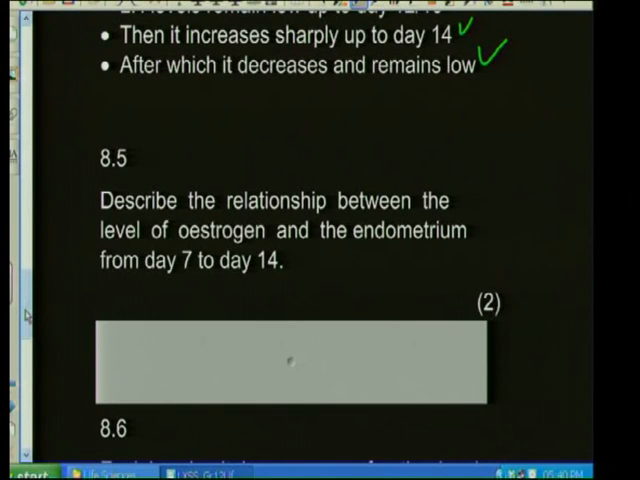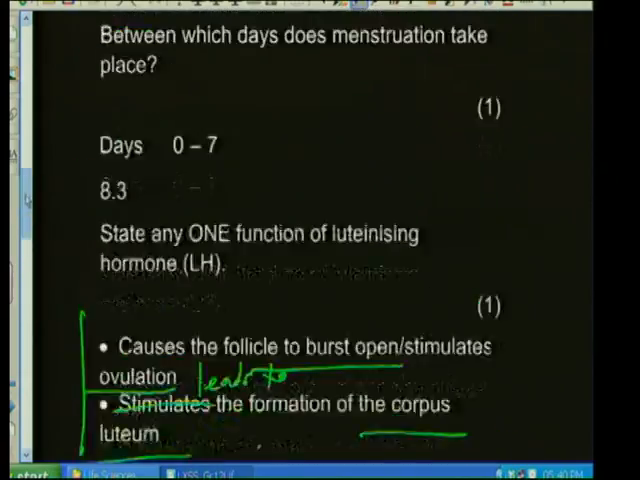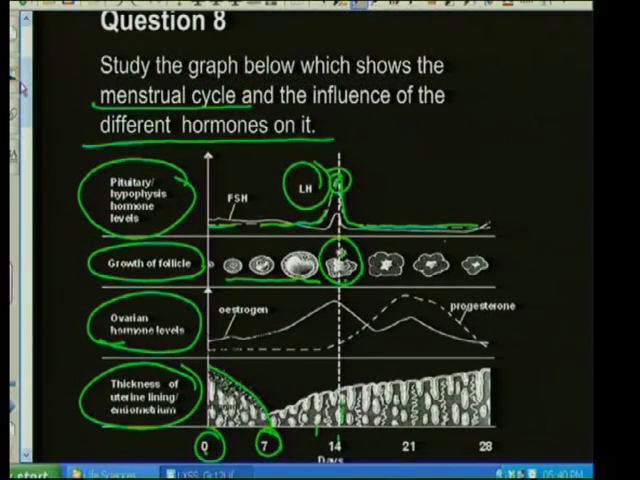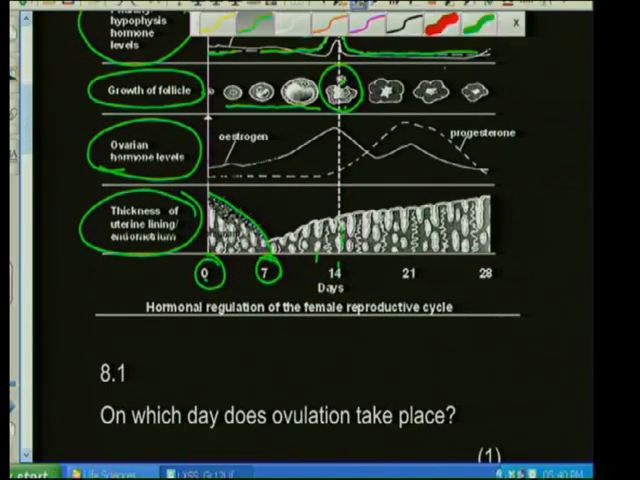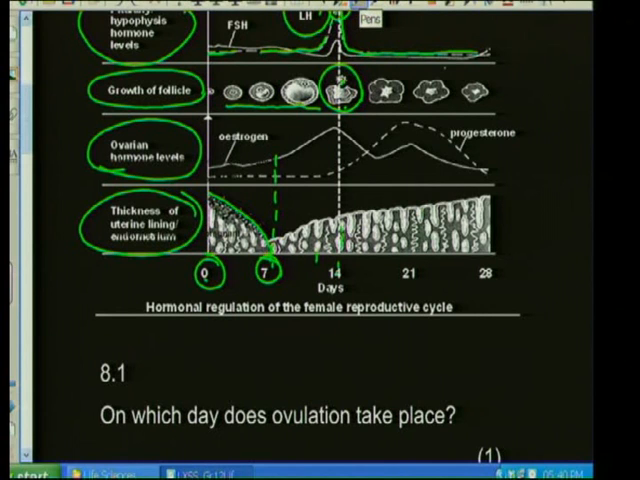Describe the relationship between the level of estrogen and endometrium from day 7 to day 14. Day 7 to day 14. So there's your day 7 here. There's estrogen levels there, and there's your endometrium levels in the same time. Actually, we should go there, not there. Okay, let's be more accurate, going there. So what's happening?